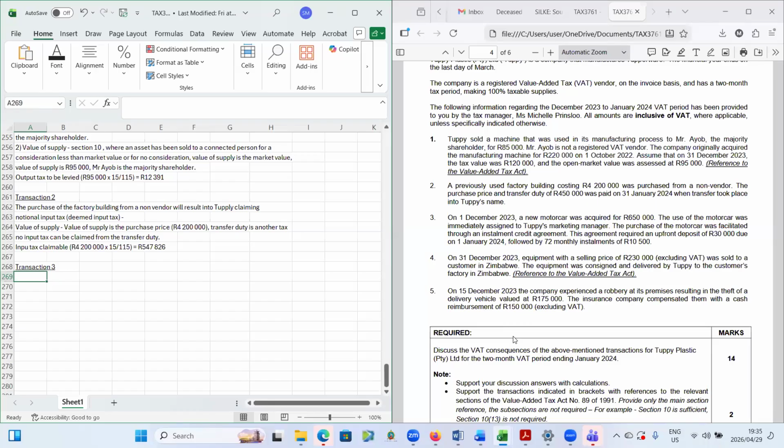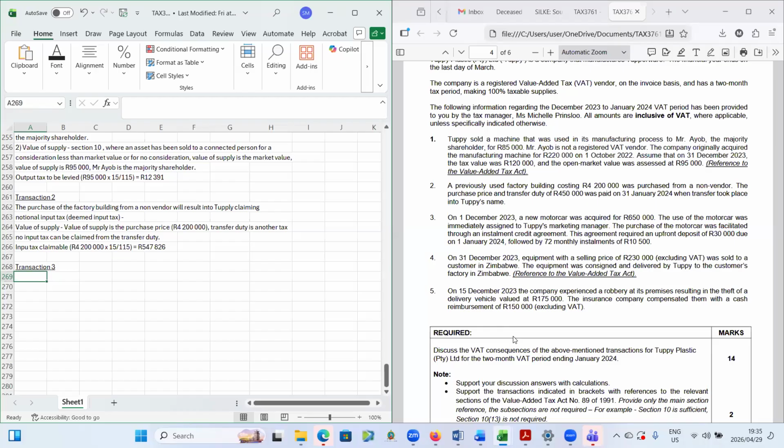So what are the VAT implications? Remember I said, if input tax is denied, you have to state that the input tax has been denied. If input tax should be claimed, you have to state that input tax is claimable. What are the implications here?